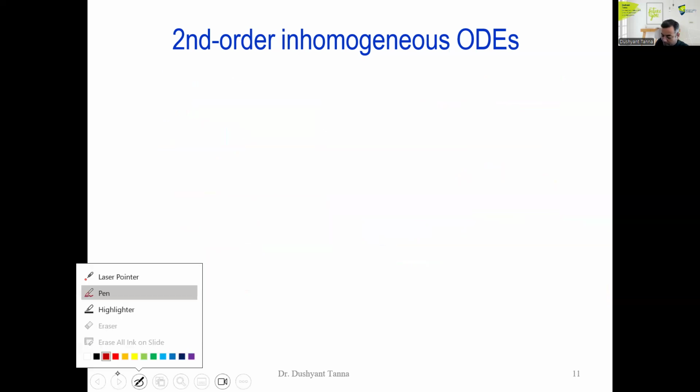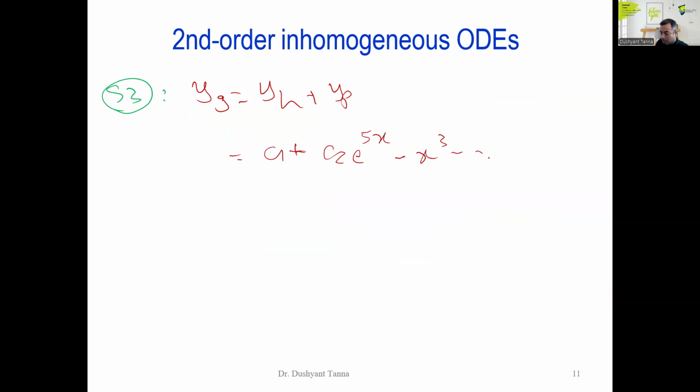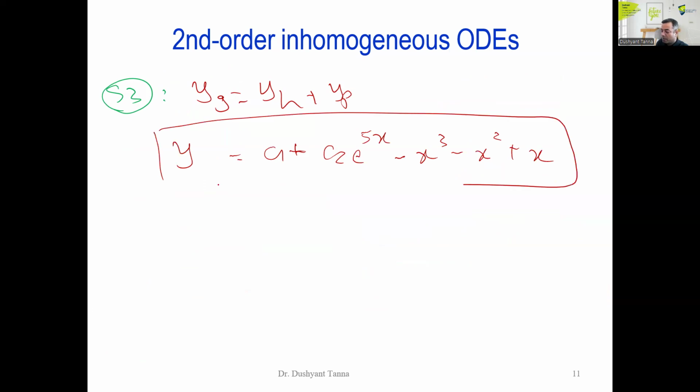If you want, we can just summarize the final step as the general solution, which is the combination of YH and YP. Just write it down. This was C1, C2 e raised to 5x minus x3 minus x squared plus x. This is my y, or yg. Okay.